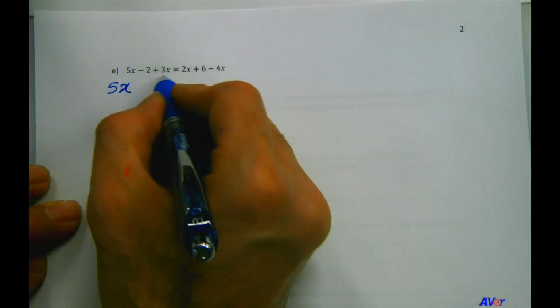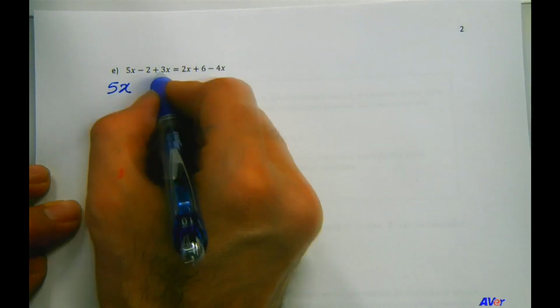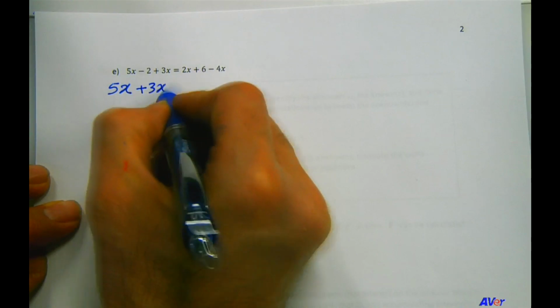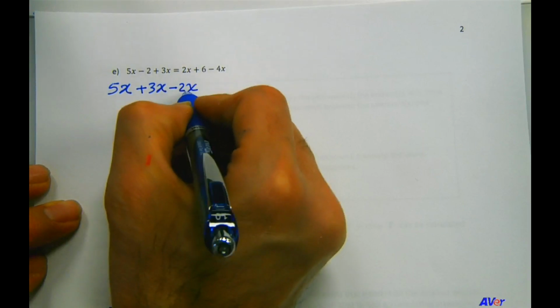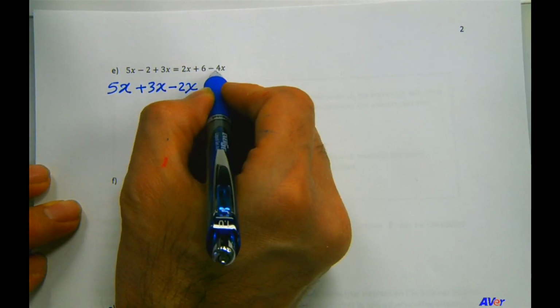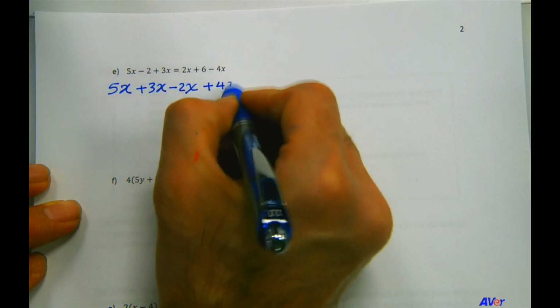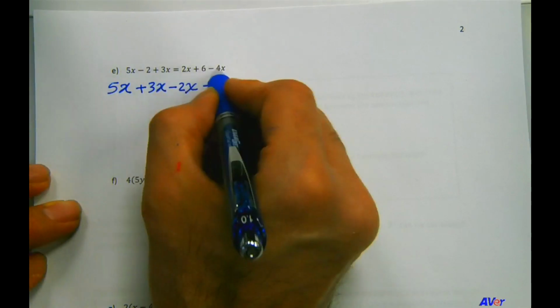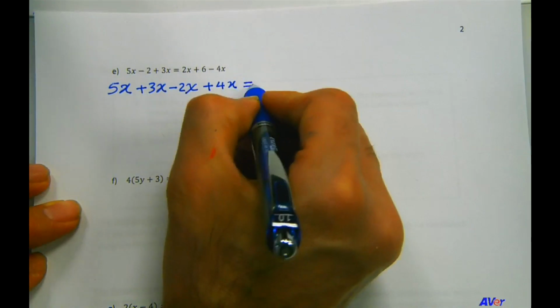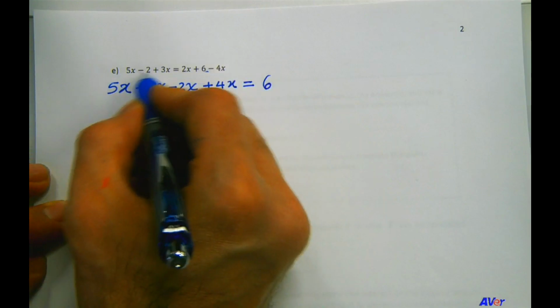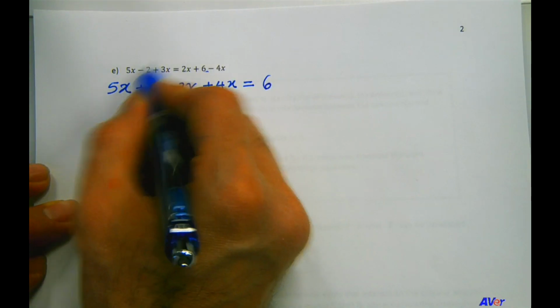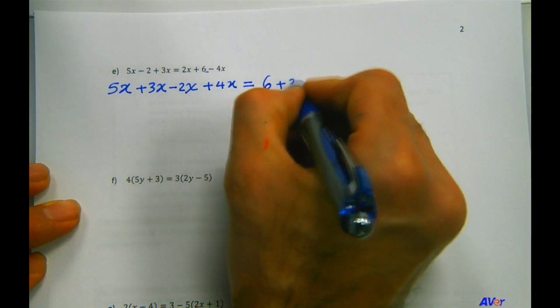So I'm going to keep all the x terms on the left and all the constants on the right. So 5x plus 3x. I have a 2x on the right. I want to bring it to the left. So minus 2x. I have a minus 4x on the right. I want to bring it to the left. So positive 4x. When we move these, they change the algebraic sign to the opposite. Equals. On the right, we just had 6, right? On the left, we have a negative 2, the only constant. So let's move it to the right. That becomes positive 2.